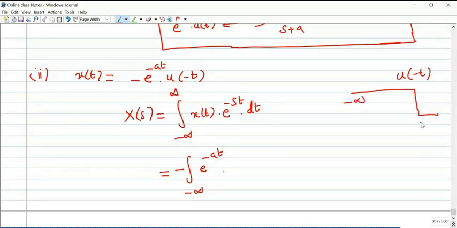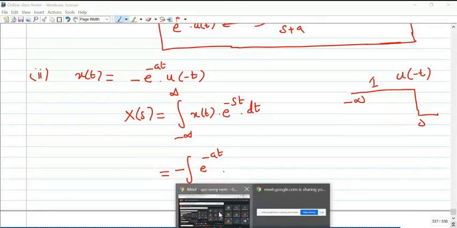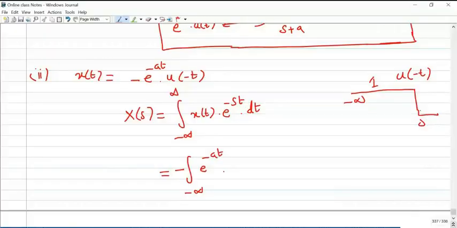Minus infinite to 0, the magnitude of the signal is 1, correct? u of t means 0 to infinite. u of minus t means minus infinite to 0. So the signal exists from minus infinite to 0. u of minus t value 1. Then e power minus st dt.